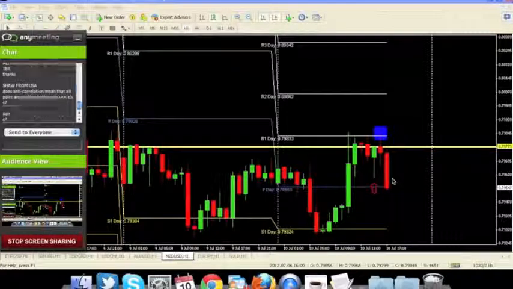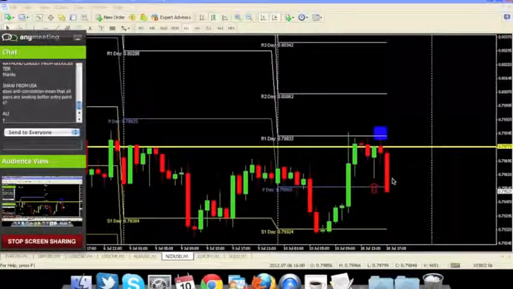Okay. Shaw says, does anti-correlation mean that all pairs are seeking better entry points? No, there is much more theoretical meaning behind it. But for the sake of speculators, for those of us who are just wanting to trade and pull some profit out of the market, stick to that definition. So yes, it is just seeking a better entry point. That's all.